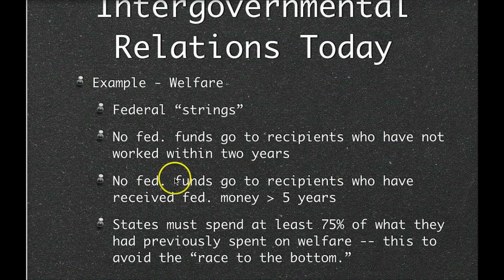And secondly, no federal funds would go to recipients who have received federal money for the last 5 years, which meant that you had to get off your duff and find some work. Now in the 1990s, that was actually fairly easy because the unemployment rate was at historic lows, as the ability to figure out what to do with the internet and personal computers began to kick in.